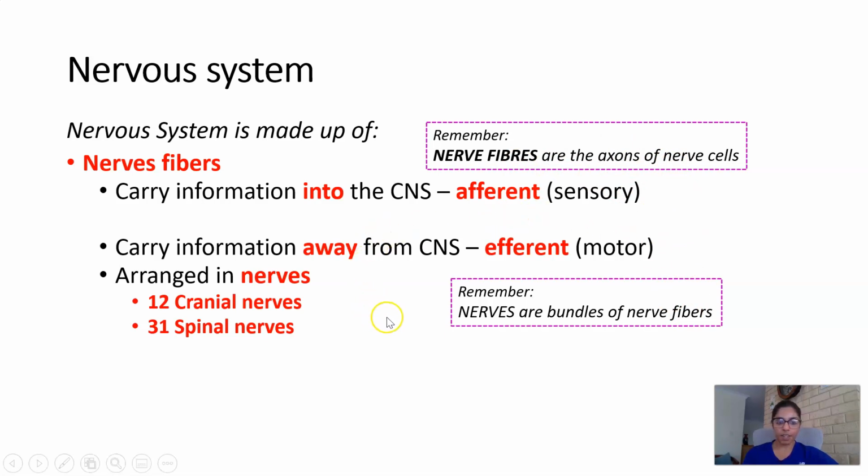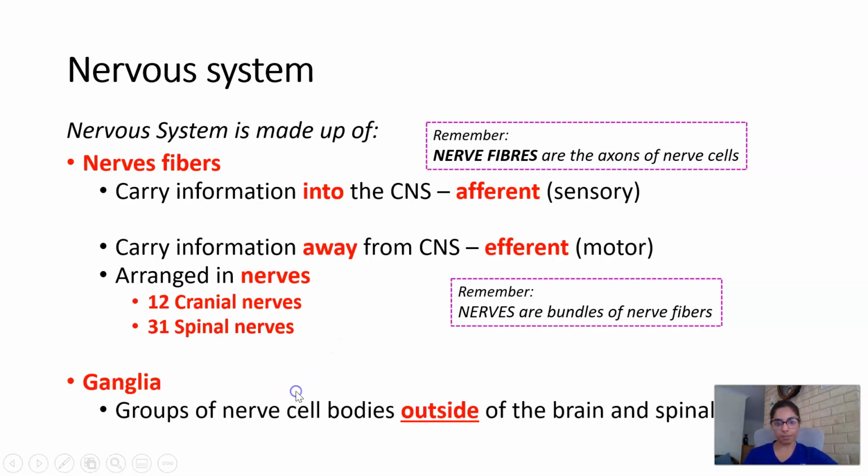So the nerves that we have in the body are arranged like this. So we have 12 cranial nerves, so those are the ones that cover your head and your face. And we have 31 spinal nerves. So these originate from the spinal cord and go in and out of the body.